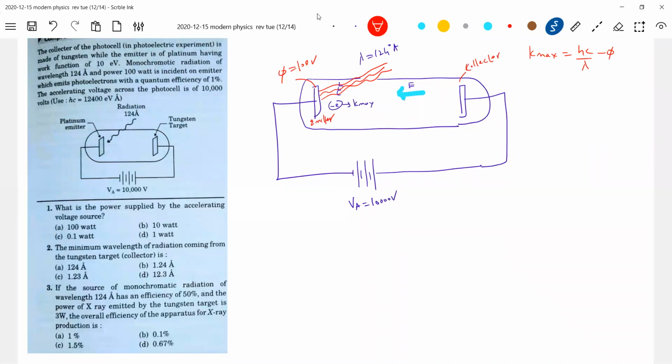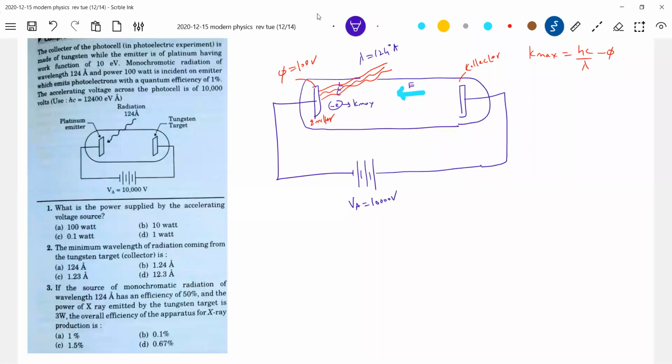Within 2 minutes, we'll end this question. The only thing is we have to understand what he is telling. If you understand, it's very easy. We have this power, 100 watt, and we have efficiency. So first we calculate the number of photons incident on the emitter.